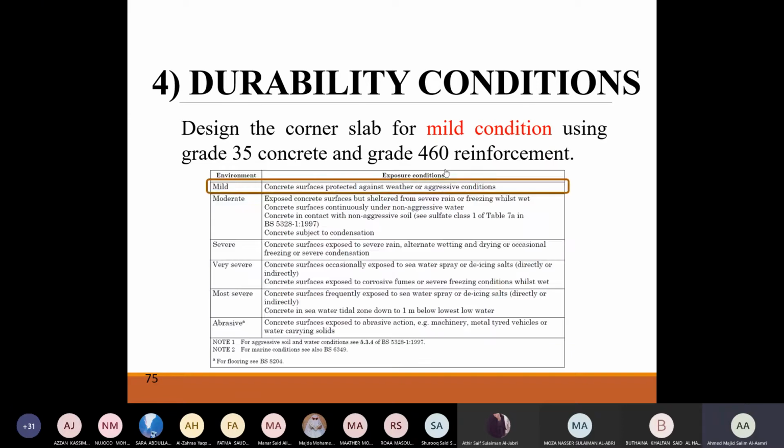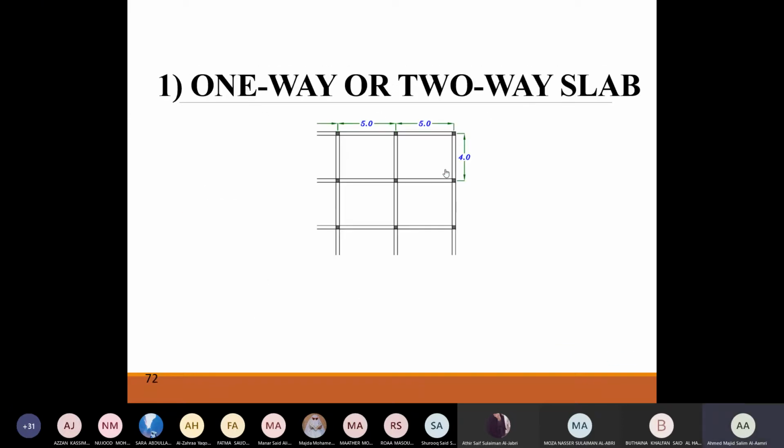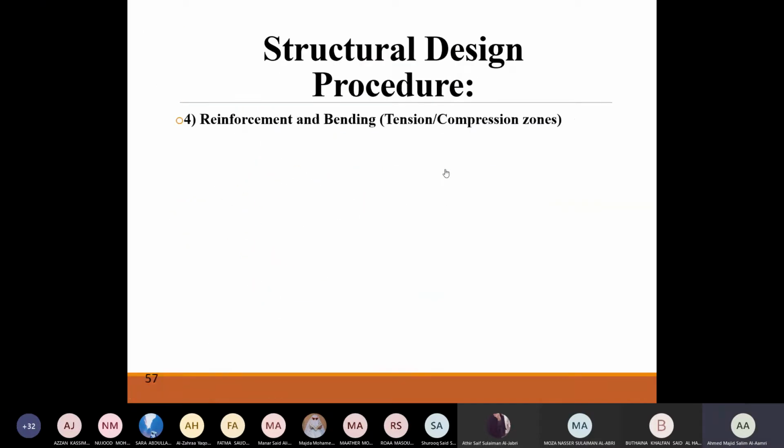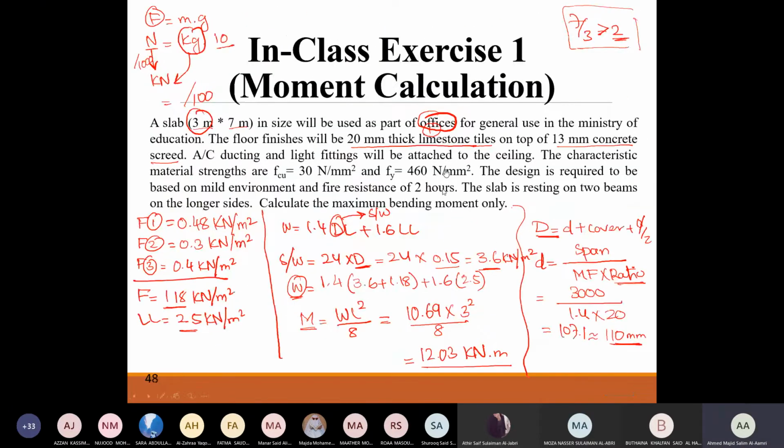Now, if we return back to the question, you will see that the overall depth of the slab has been given. It means I don't need to estimate how much is the D small or the effective depth. In the previous question that we solved, there was no depth given, so we had to use this equation to estimate our depth. Only when the depth is not given am I going to use this equation, choosing the proper span, modification factor, and then ratio.